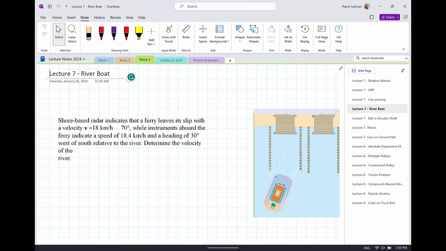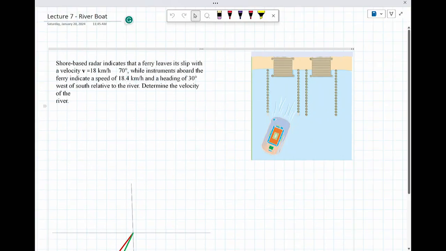So I have shore-based radar, and it indicates that a ferry is leaving its slip. So it's just moving out. As it moves out, the velocity of the ferry is 18 kilometers an hour at 70 degrees. Instruments aboard the ferry indicate a speed of 18.4 kilometers an hour and a heading of 30 degrees west of south relative to the river. Determine the velocity of the river.